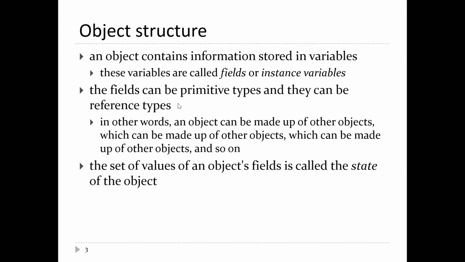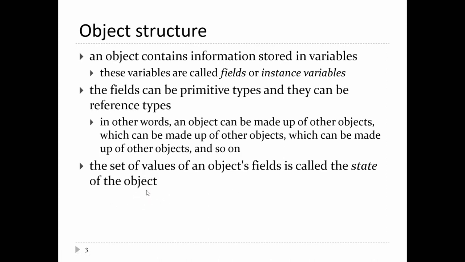The information that an object holds can be primitive type information, int, double, boolean, or it can hold references to other objects. So you can have an object, and inside that object is a string. A person object might have a name, for example, that's a string. In other words, you can have an object made up of other objects, which are made up of other objects, and so on. So it's possible to build very complex objects.